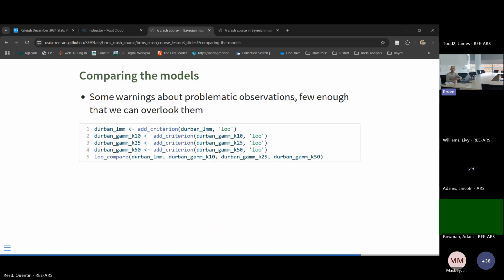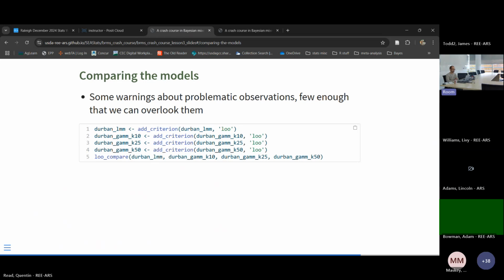Now I mentioned that we want to say which one of these models is the best fit to the data. Is it the model that ignores spatial autocorrelation, or is it one of these additive models? We have three options, which are differentiated by how complex they're allowing the spatial pattern to be. K equals 10 is not as flexible, but it's a simpler model, going all the way up to K equals 50. And we're going to use the leave-one-out cross-validation information criterion to compare the models.